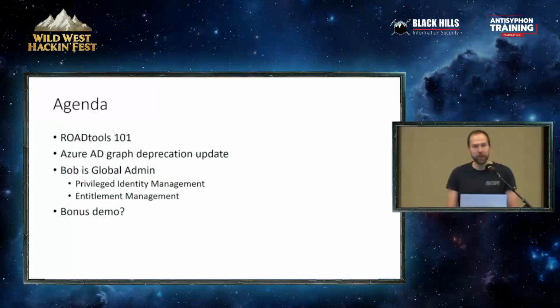So the agenda looks like this. For the people who are not using ROADtools yet, I'll do a one-on-one: what it is, why it's useful, what it does. Then we're going to talk about this thing called the Azure AD Graph. That's the famous API that I've been using for the past few years. And unfortunately, Microsoft doesn't like that API as much as I do, so they're going to deprecate it, which is a bit of a problem. So we'll talk about that.